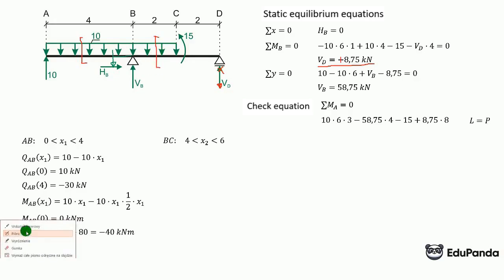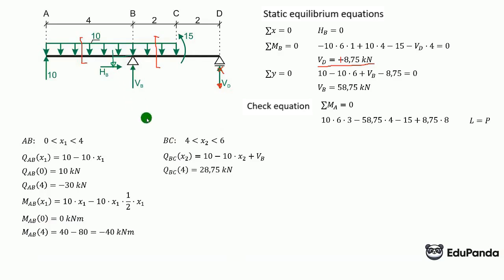So the equation will look similar. The shear force is 10 minus 10 times x2, and also plus the reaction Vb. So substituting 4 gives us 28.75. When we substitute 6, we get 8.75 kN.